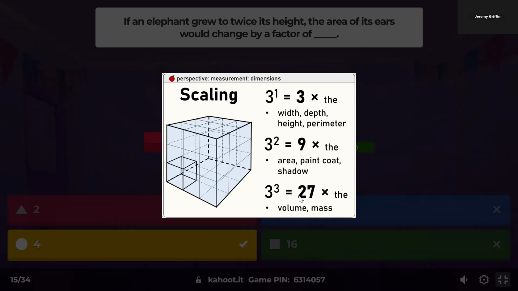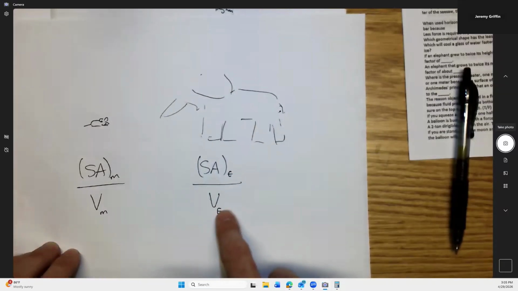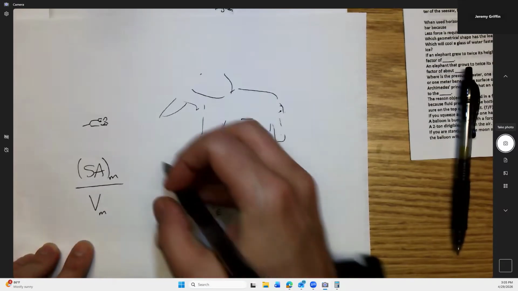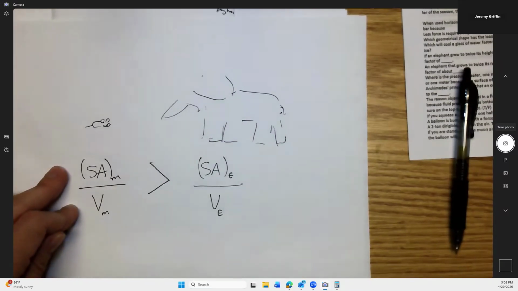27. Guys, do you see if you're 3 times as tall, you have 27 times the volume, but you only have how many times the surface area? 9. So what's growing faster, the surface area or the volume? The volume's growing way faster. Which means this volume right here is huge. So I think it has to go this way. This particular ratio is larger for the mouse.